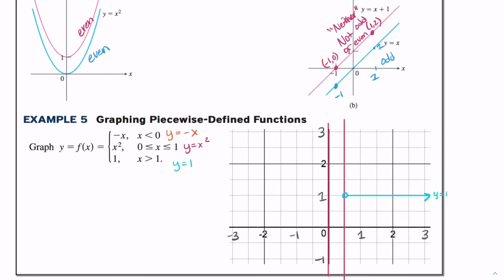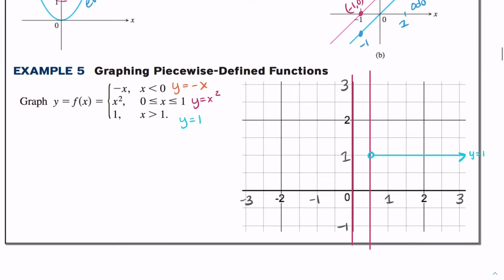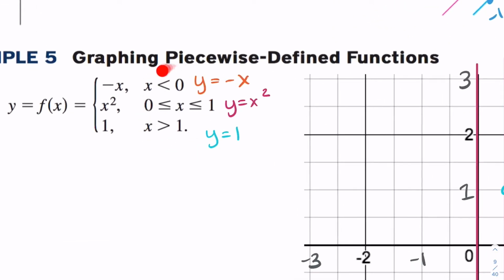So where we left off was example 5 here from the textbook, graphing piecewise functions. And what I was able to do was introduce you just a little bit to looking at the constraints here. So for this function, y equals negative x, it's graphed before 0, so when x is less than 0. Y equals x squared is graphed between 0 and 1. And then y equals 1 is graphed when x is greater than 1.